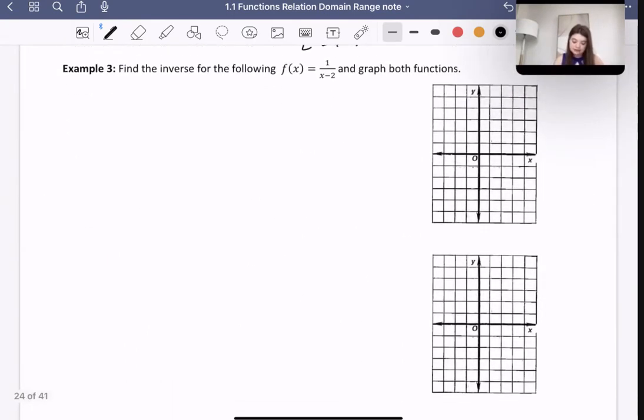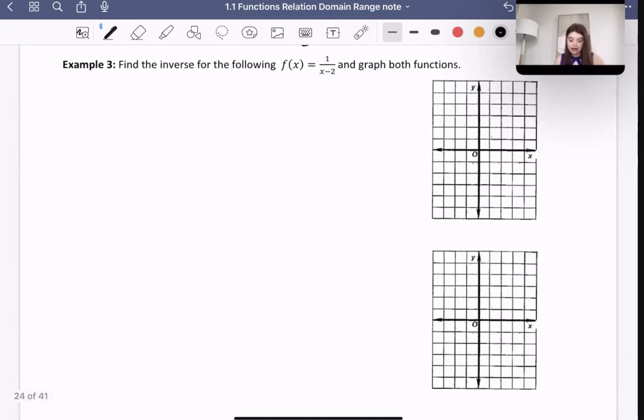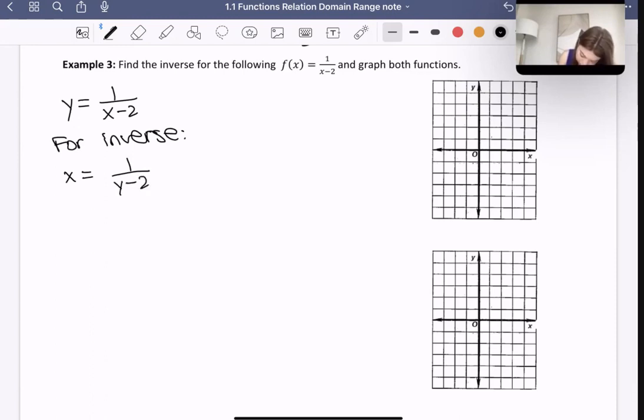Number 3 says find the inverse of the following function and graph both functions. Okay, so let's first do the first part of that, which is find the inverse. So to find the inverse, we're going to have y equals 1 over x minus 2. So for the inverse, we're going to have x equals 1 over y minus 2. So then let's swap those two. We want to solve for the new y. So that means y minus 2 would equal 1 over x, which means y would equal 1 over x plus 2.